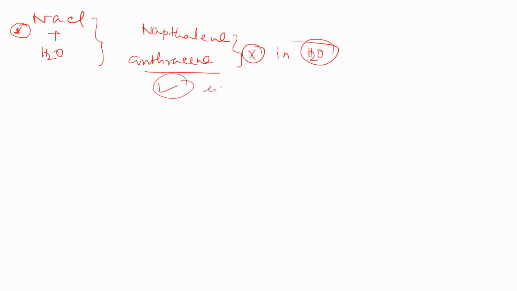They are soluble in benzene. So there is a factor here. Temperature is fixed. Whatever temperature I have given here, suppose 298 Kelvin, here I have also given 298 Kelvin. The temperature is fixed. But the solute and the solvent are different. In this case, NaCl is the solute and water is the solvent. In this case, naphthalene and anthracene are the solutes and benzene is the solvent.